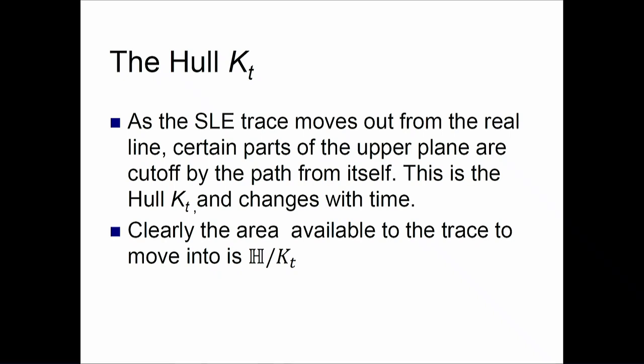So this is the hull, which I already explained, that as the path moves out of the real axis, as it comes out here, it takes some parts of the complex plane which are then not available to it. And obviously what is available to it is what is left out. I didn't make this obvious. In this theory, because of the way we set up the differential equation and so on, we specifically work with the upper complex plane. And it's, of course, arbitrary. I just need to define a real axis, and then everything works above it.